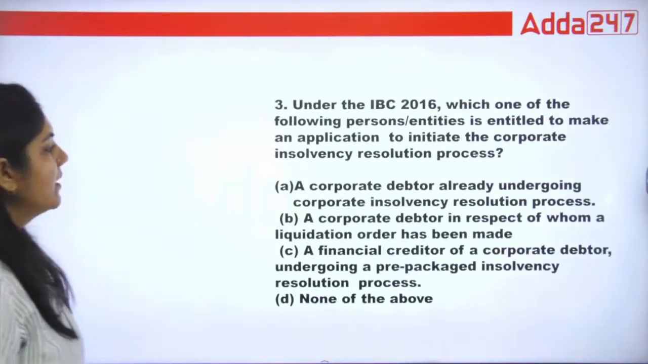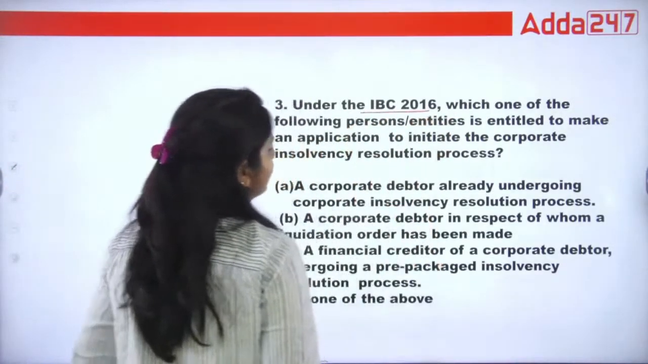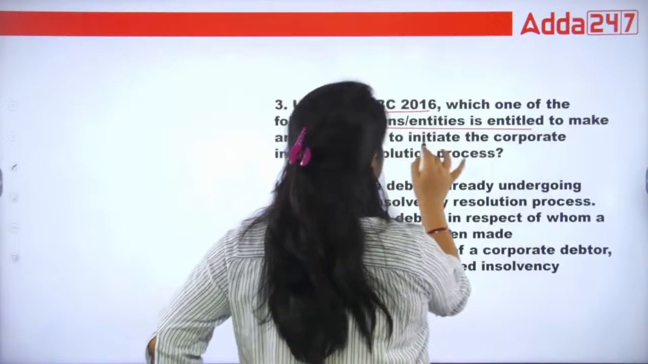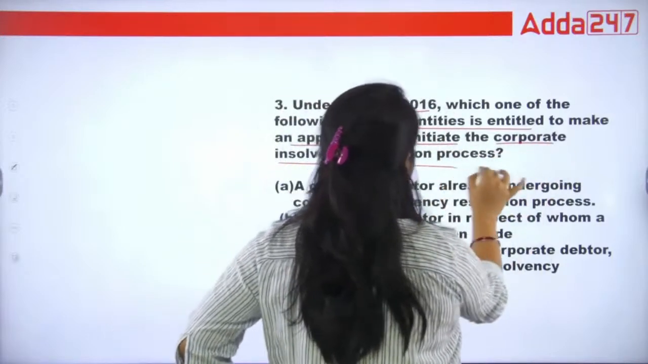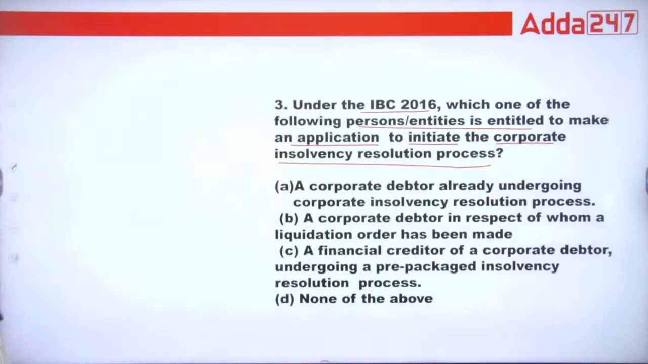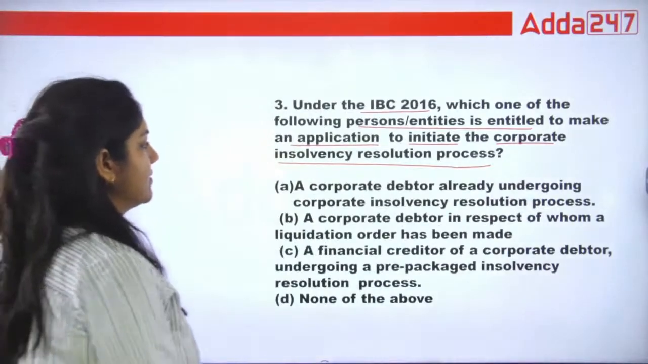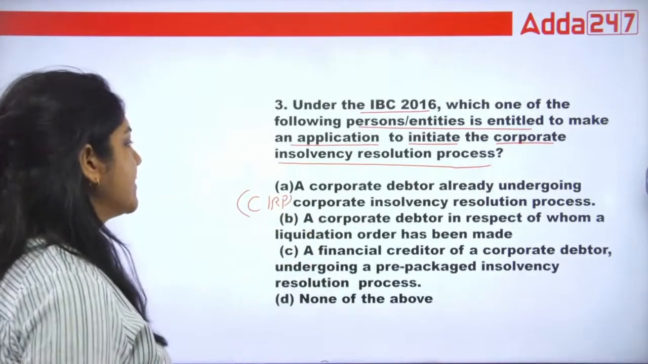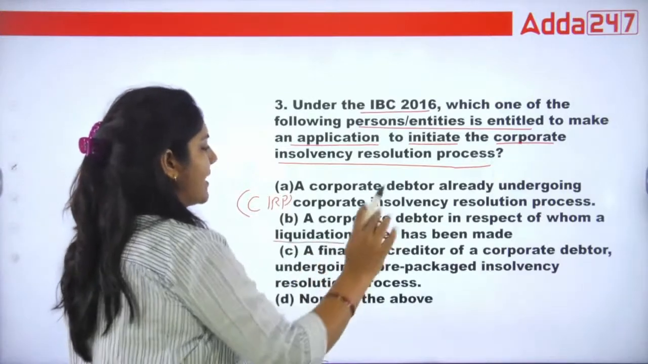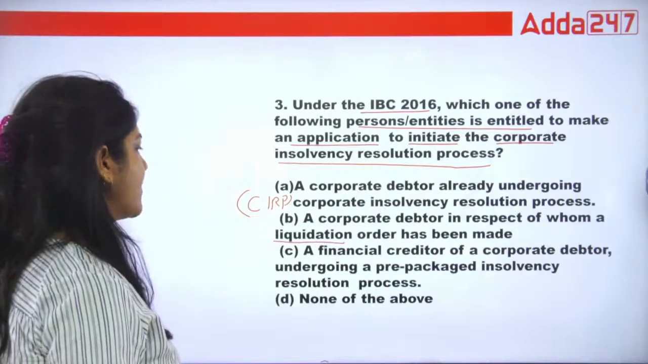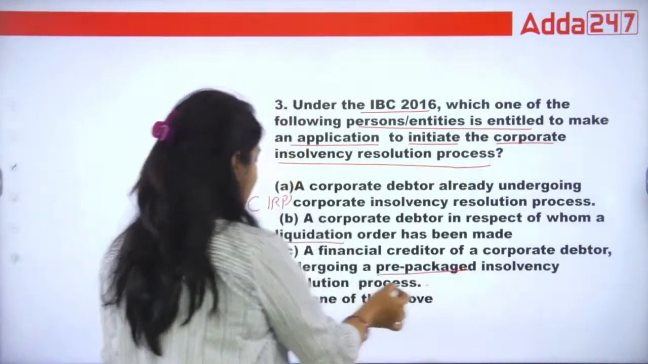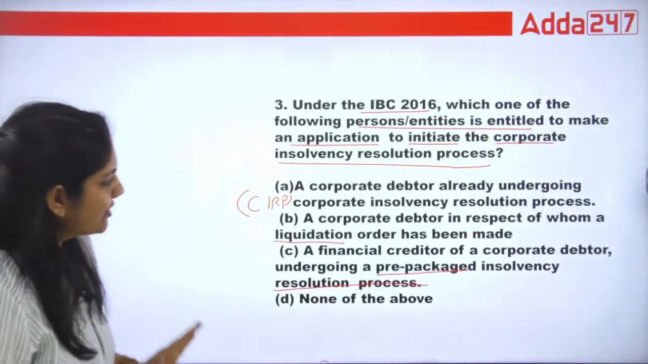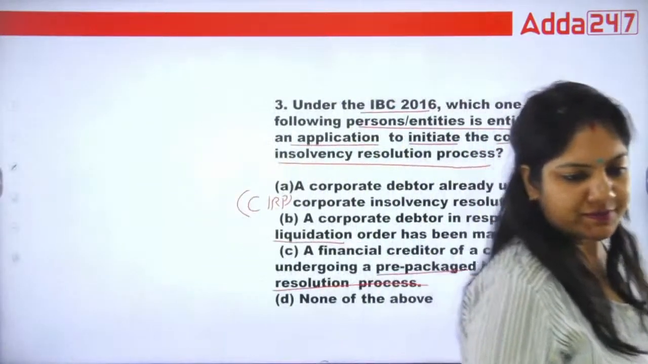Next, under the IBC code 2016, which one of the following persons is entitled to make an application to initiate the corporate insolvency resolution process? A corporate debtor already undergoing CIRP, a corporate debtor in respect of whom liquidation has been made, a financial creditor of a corporate debtor undergoing pre-packaged insolvency, or none of the above. Which of the following is entitled to make an application to initiate the corporate CIRP? What is the right answer?